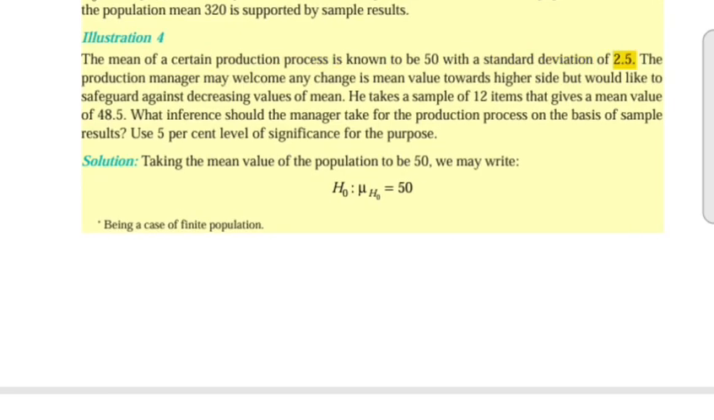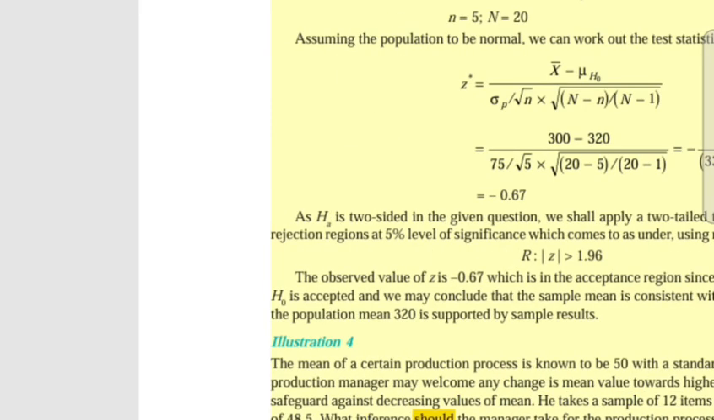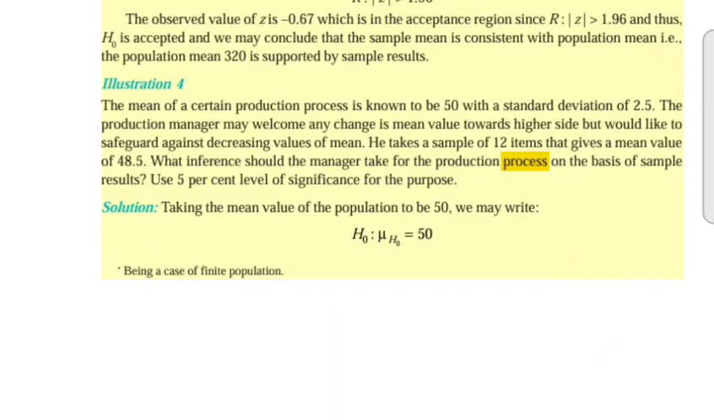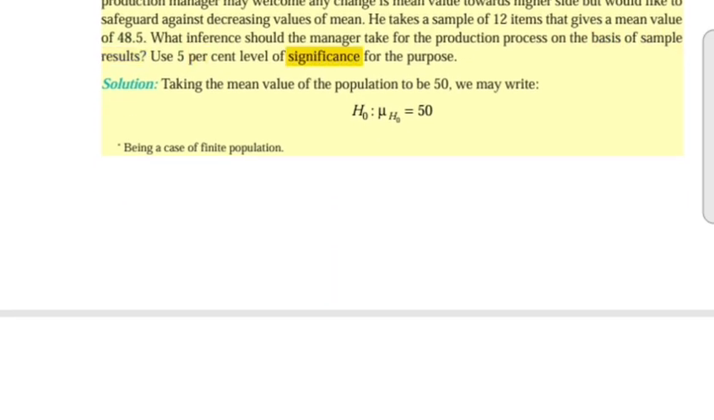The production manager may welcome any change in the mean value towards the higher side but would like to safeguard against decreasing values of mean. He takes a sample of 12 items that gives a mean value of 48.5. What inference should the manager take for the production process on the basis of sample results? Use 5% level of significance for the purpose.